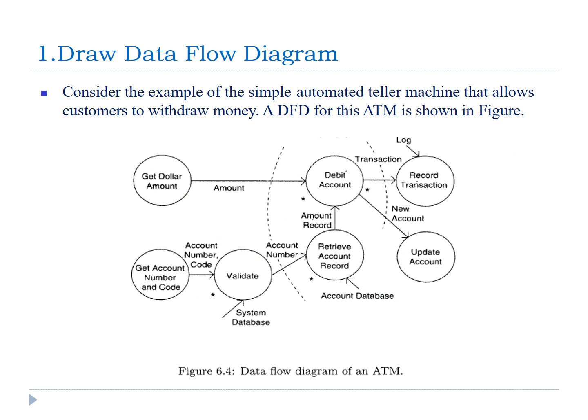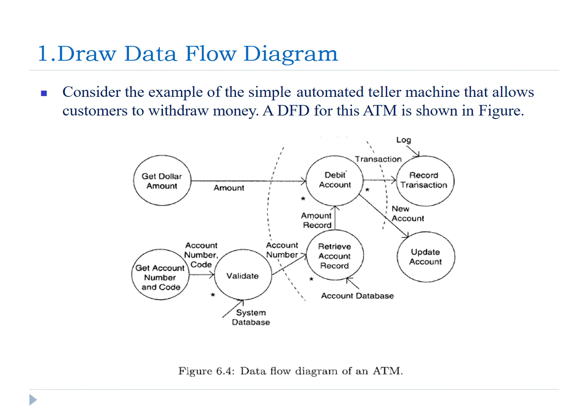Now consider this example. This is an example of a simple automatic teller machine, or simply ATM, that allows a customer to withdraw money. A DFD for this ATM is shown in the following figure. So you can see 7 processes are there, starting from left to right: get dollar amount, get account number and code, validate, debit account, retrieve account record, record transaction, and update account. So these are the 7 processes that are expected in any ATM.